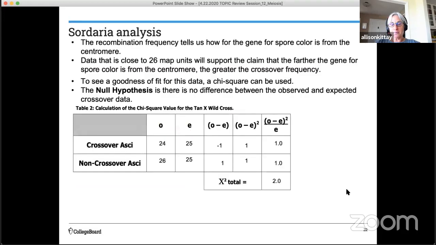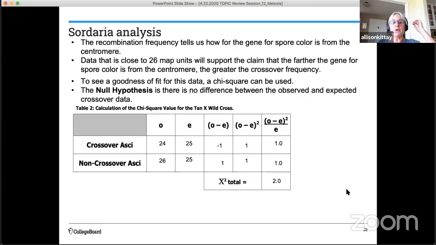Okay, so you can also remember that the recombination frequency tells us how far the gene for spore color is from the centromere. Data that is close to 26 map units will support the claim that the farther the gene for spore color is from the centromere, the greater the crossover frequency.